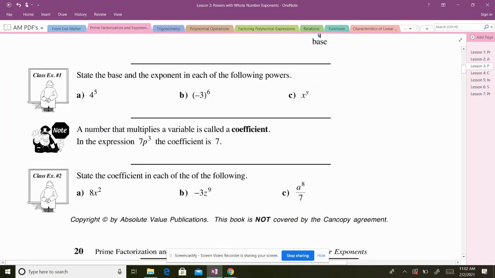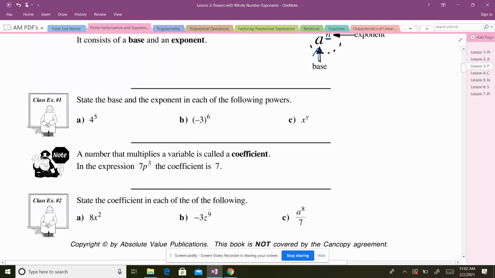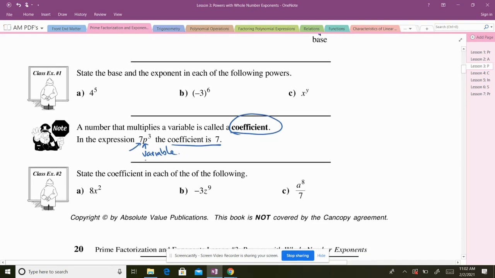All right, let's talk about what a coefficient is. A coefficient is basically the number in front of it. The letter would be called a variable. The number is the coefficient. They wrote it right there. So the letter is the variable, the number is called the coefficient.